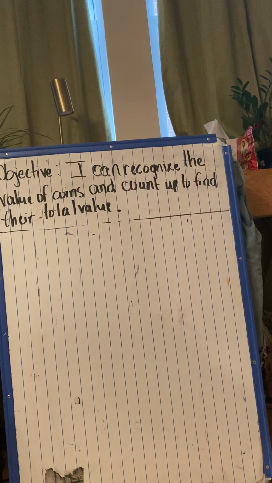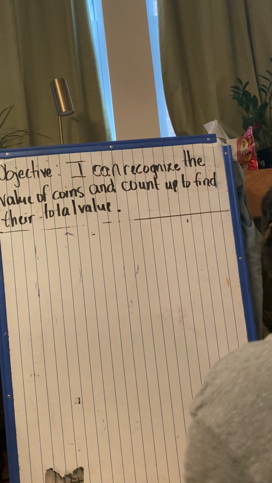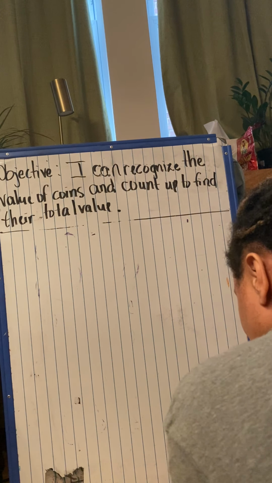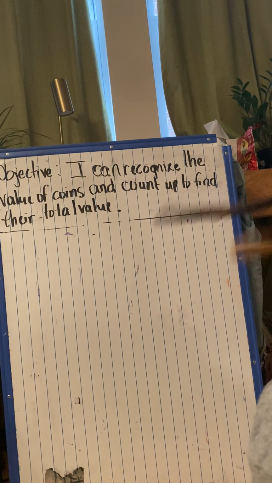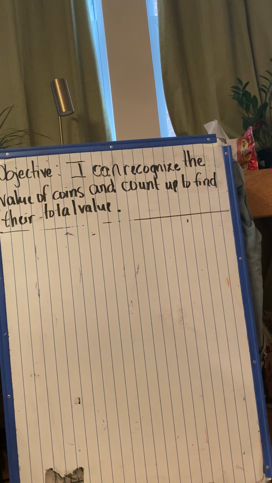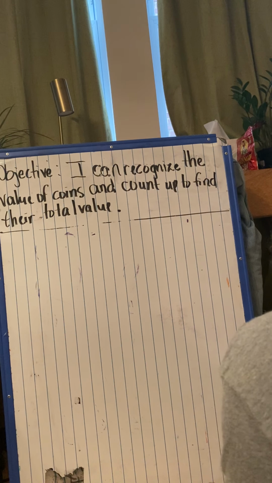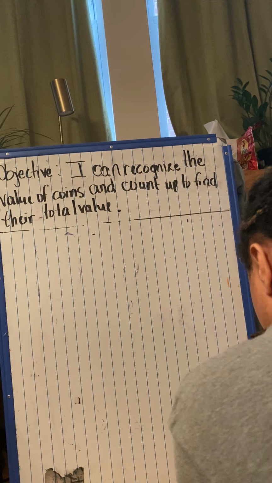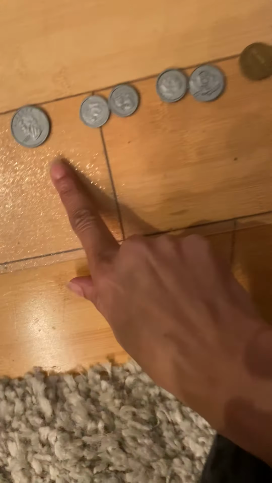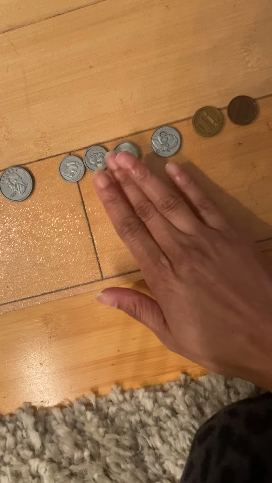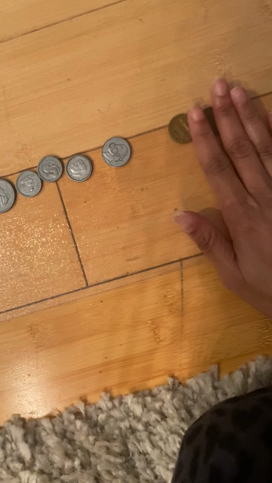Okay. So I'm going to take out 1 quarter, 3 dimes, 1 nickel, 2 pennies. Again, 1 quarter. If you have the money at home, you can do this along with me. Take out 1 quarter, 3 dimes, 1 nickel, 2 pennies. 1 quarter, 3 dimes, 1 nickel, 2 pennies.